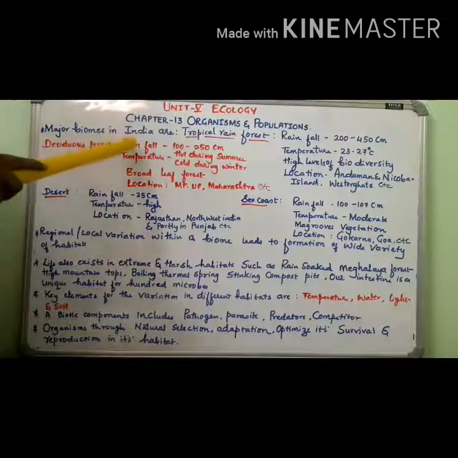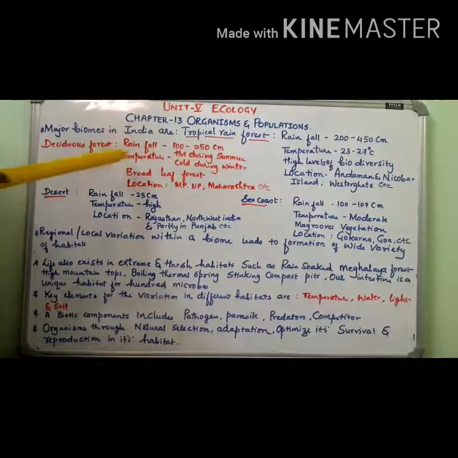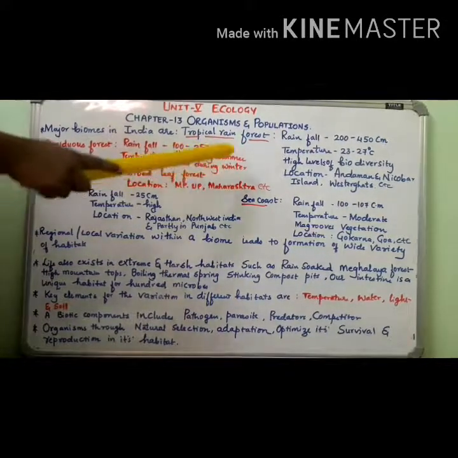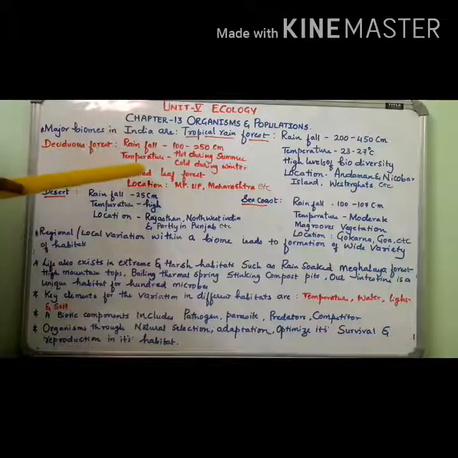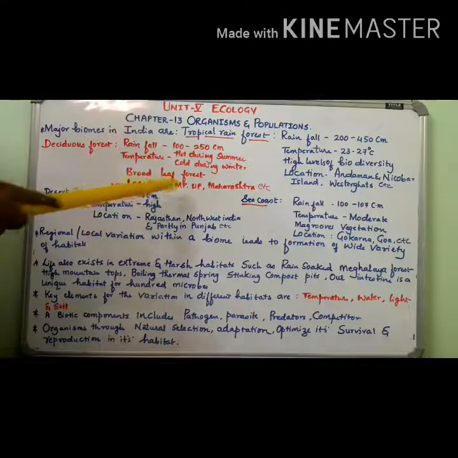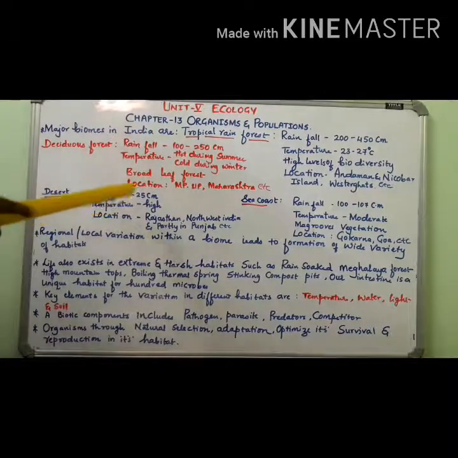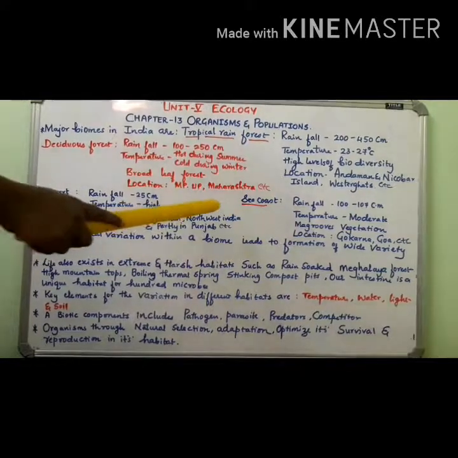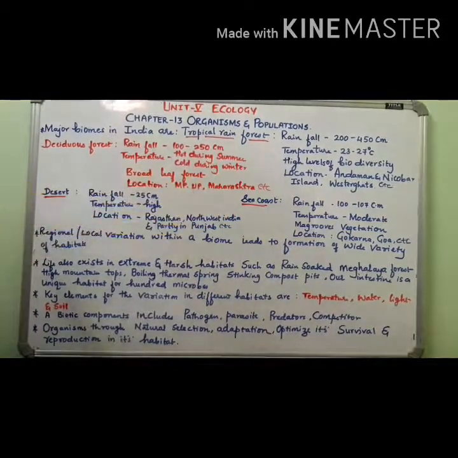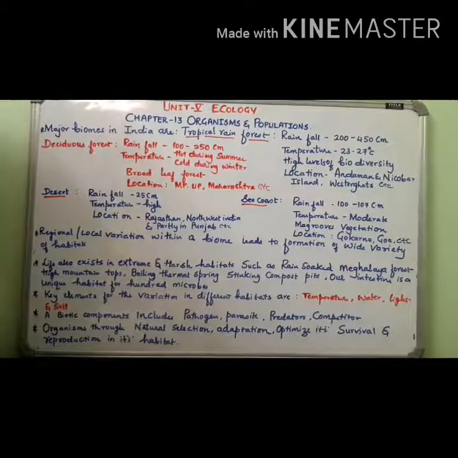The deciduous forest has rainfall of 100 to 250 centimeters, with hot temperature during summer and cold during winter, and it is also called broadleaf forest. Locations are Madhya Pradesh, Uttar Pradesh, and Maharashtra, etc. Desert has rainfall of 25 centimeters, high temperature, and locations are Rajasthan, northwest India, and partly Punjab. Here the plants are characterized by succulent condition. They are also called drought resistant, and they develop a fleshy organ for storage of water and mucilage.